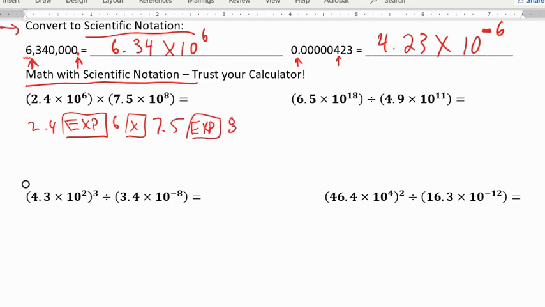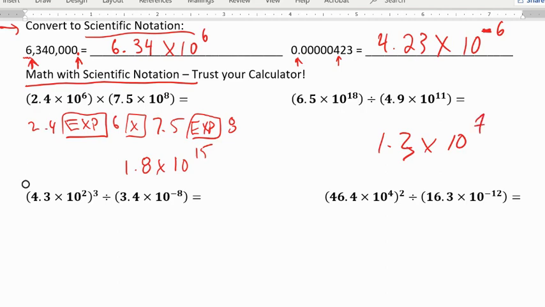Okay, so 2.4 times 10 to the power of 6 times 7.5 times 10 to the power of 8 should give you 1.8 times 10 to the 15. With the rest of these, like I said, I'll write the answers out, but please give them a try and make sure that the order in which you're typing numbers is working out for you.